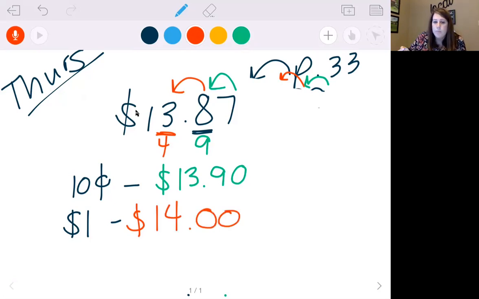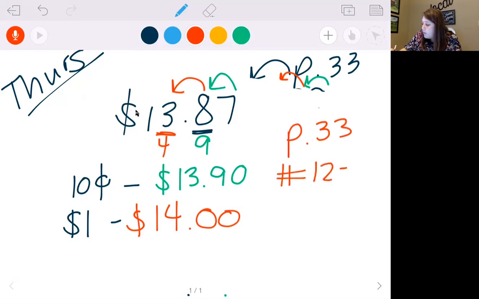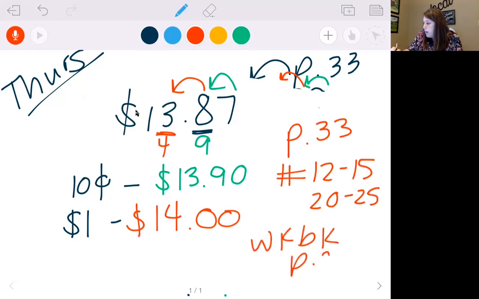Okay, so pretty easy. Your classwork today is going to be page 33, numbers 12 through 15, and 20 through 25. And your homework is workbook, page 24. Okay, so that's it. Practice, practice, practice, and the next week we're going to review again for your test.